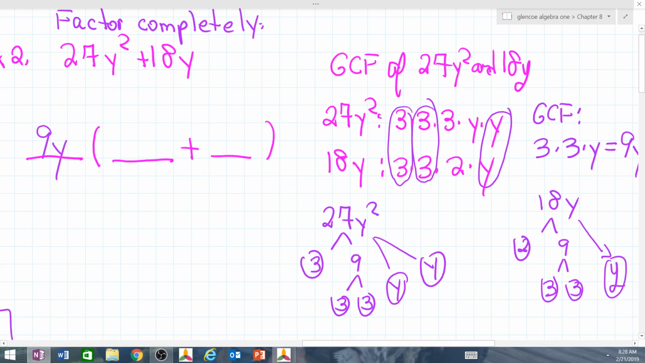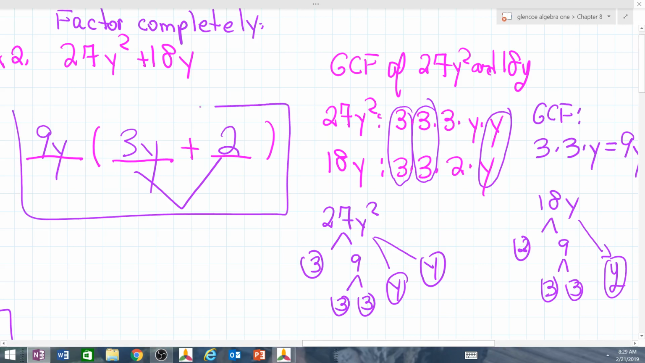So now I'm looking for leftovers to pack up and put away. What are the leftovers? Please raise your hand if you know. Of 27y squared, what are the leftovers right here in the front? 3 times y or 3y. What are the leftovers of 18y? 2. Now look at what's in parentheses. Do 3y and 2 have anything in common besides the number 1? No? So you have factored this correctly.